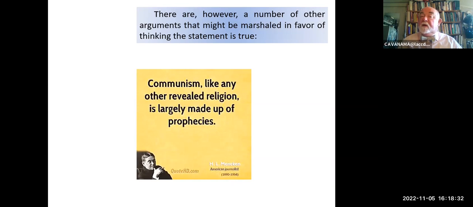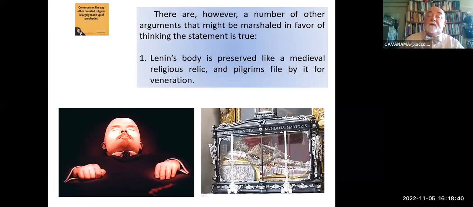There are a number of other arguments you might make in favor of thinking that communism, like any other revealed religion, is largely made up of prophecies, as H. L. Mencken says. You go to Red Square, and there is Lenin's body, after all these years, about a century now, preserved like a medieval religious relic. On the right, the Church of Alta Petra, the old St. Peter's Church in Munich, there is the body of Saint Munditia, a skeleton dressed in her wedding gown and crown and the whole thing laid out there for the faithful to venerate. What's the difference between Saint Munditia in Munich and Lenin in Moscow?